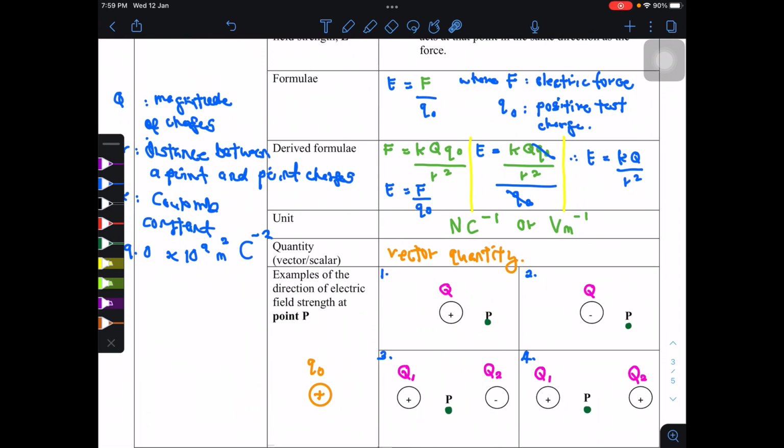If you want to show the direction of electric field strength at point P, you need to put the test charge at point P. So this is my test charge, and our test charge must be a positive test charge. In our syllabus, we only consider the positive test charge. So now I will locate the positive test charge at point P.